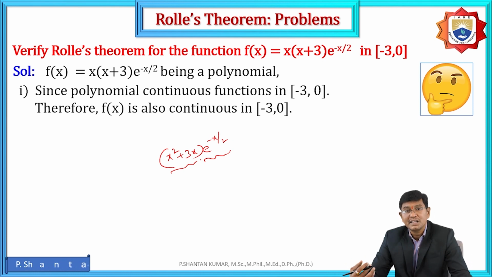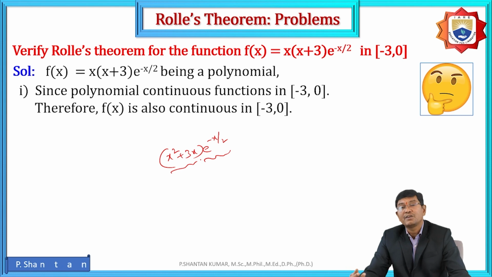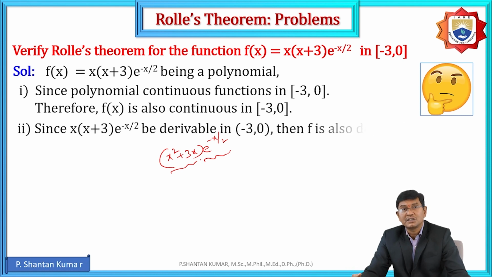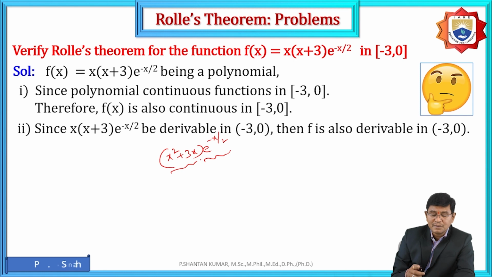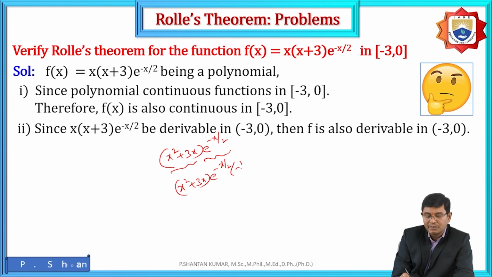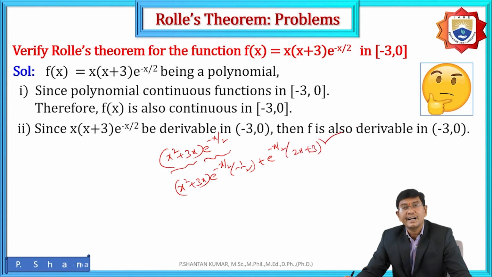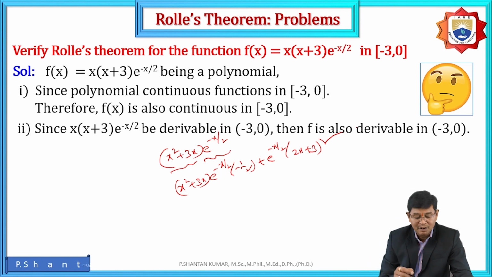In other terminology, by taking the replacement of minus 3 and 0, it is automatically only the numerator value, therefore it is a finite value. Therefore it is a continuous function, and derivable means the derivative also exists. That is (x square plus 3x) into e power of minus x by 2 into the derivative, minus 1 by 2, plus e power of minus x by 2 into (2x plus 3). Here the derivative also exists, since between the points minus 3 and 0 there is no infinite value, therefore the function is also derivable.